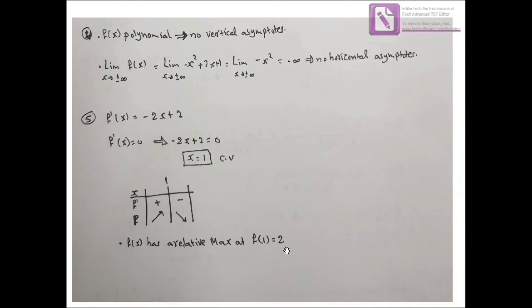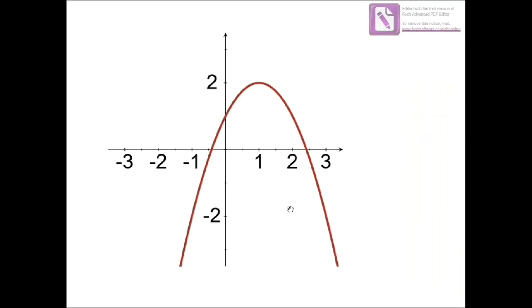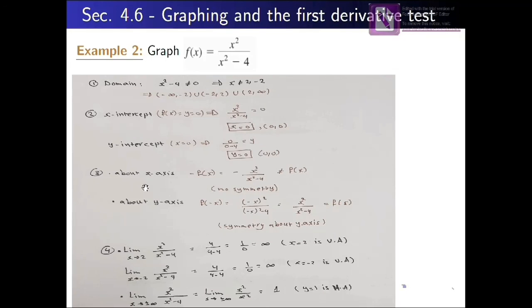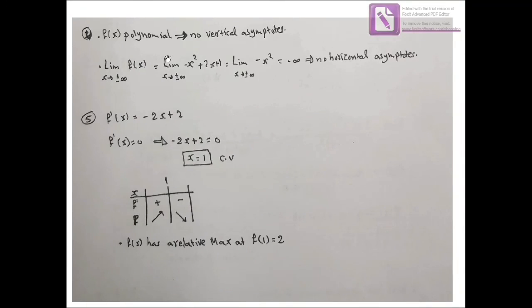So now how can we sketch our graph using all this information? So we have the x-intercepts (1 plus root 2, 0) and (1 minus root 2, 0), and the y-intercept (0, 1). So here we have (1 minus root 2, 0), and (1 plus root 2, 0). We have the y-intercept here (0, 1). Then for the symmetry, we have no symmetry about the x-axis, no symmetry about the y-axis. So for the asymptotes, there is no vertical and there is no horizontal asymptote.